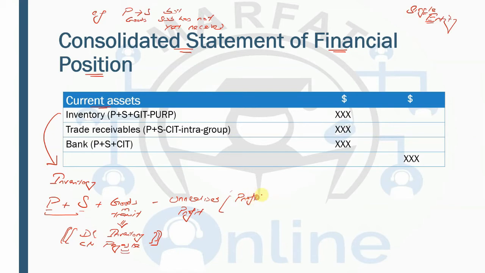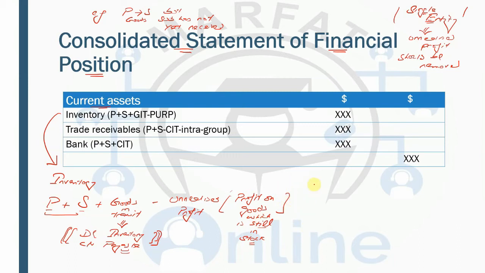So profit on goods which is still in stock. Because we are doing the consolidation based on the single entity, this unrealized profit should be removed. The focus point over here is the profit on goods which is still in stock. Any inventory which has been sold to a third party, that profit has been realized. Unrealized profit is only on the goods which are still in stock.